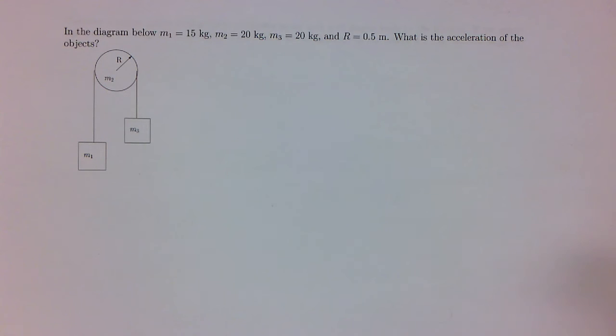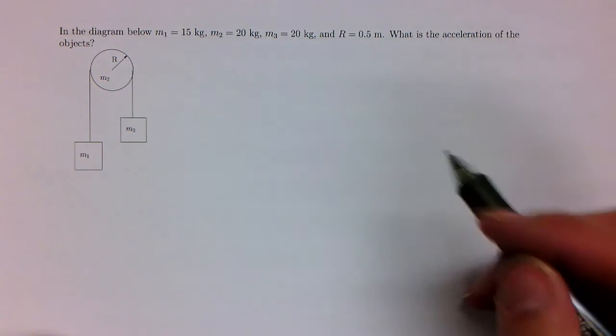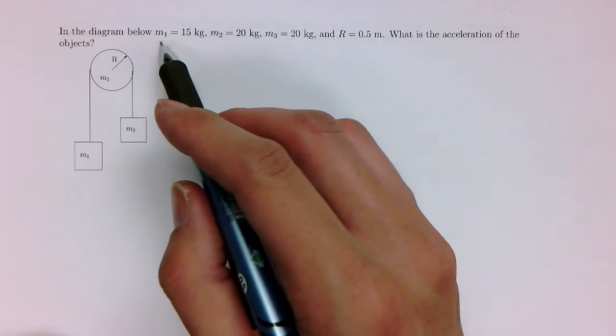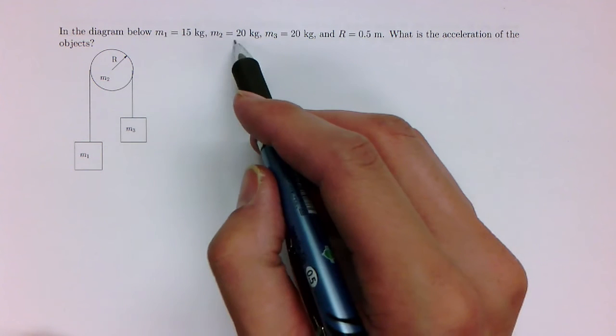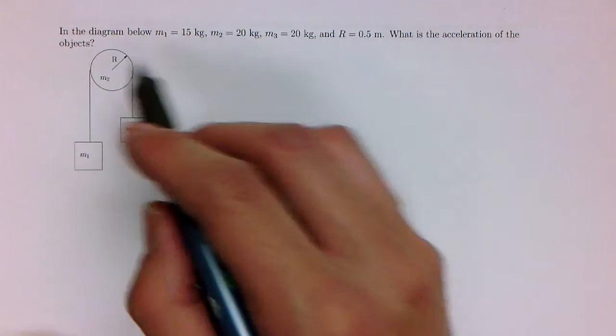This example is actually exactly the same as the previous example, except I'm asking a different question, which demands I use different laws in order to solve it. In the diagram below, M1 is 15 kilograms, M2 is 20 kilograms, M3 is 20 kilograms, and R is 0.5 meters. What's the acceleration of the objects?